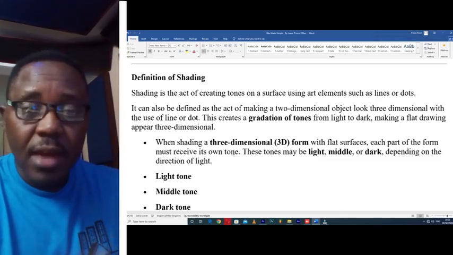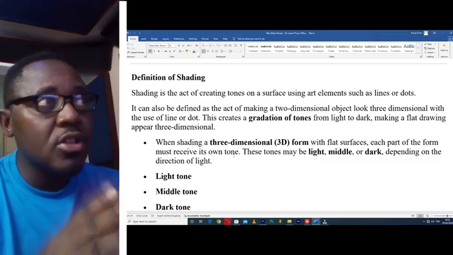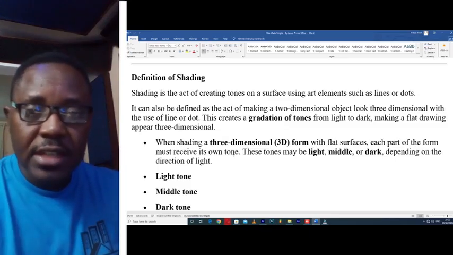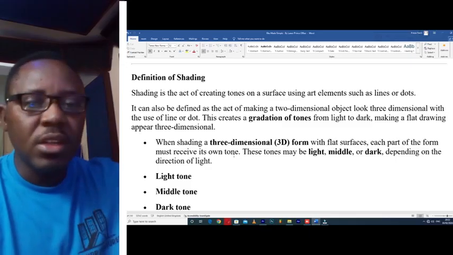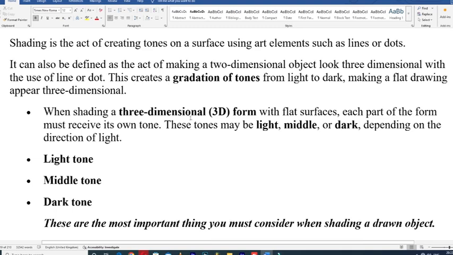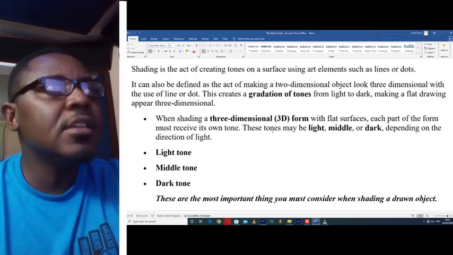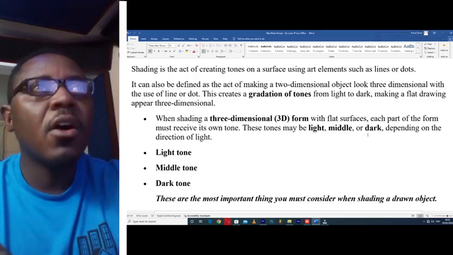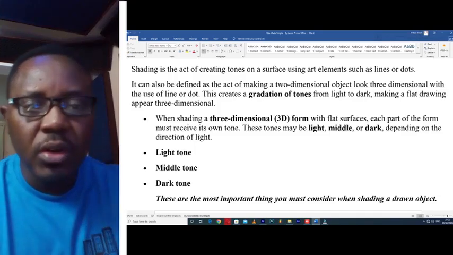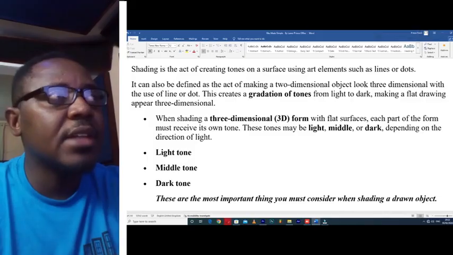You would understand this better when you get to the practical class. So I don't want to waste much time on the theory. I'm just brushing through the theory. After you've watched the practical video, then you can come back to read and then you will understand what I meant. Are you getting it? Now, when shading a three-dimensional form with flat surface, each part of the form must receive its own tone. I've just explained that. These tones may be light tone, middle tone, or dark tone, depending on the direction of light. So the light source will tell you where the dark tone, the middle tone, or the light tone should go. That we did in the practical class.